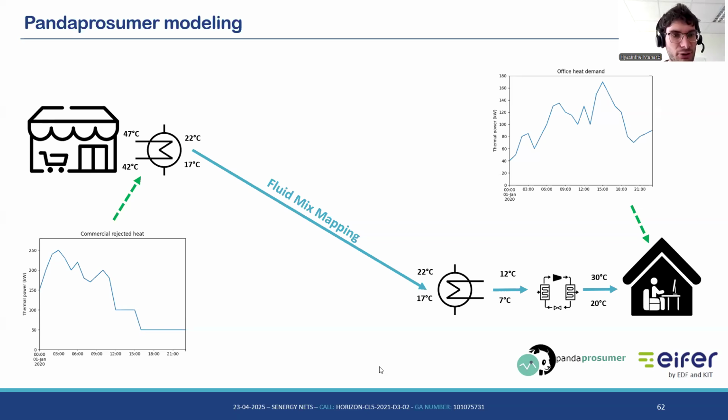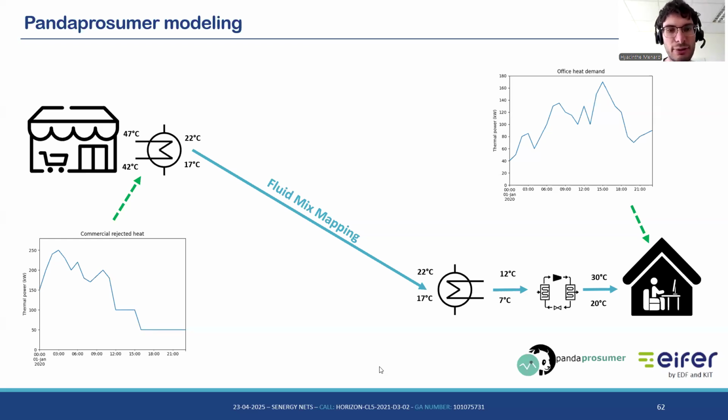So what I will use first, on the left, I will define my commercial centers that will reject some heat. So we'll model this with a heat exchanger. I also display some typical temperatures that are used in the different parts of the system. So typically I would use 47 degrees for the commercial rejected heat temperature.